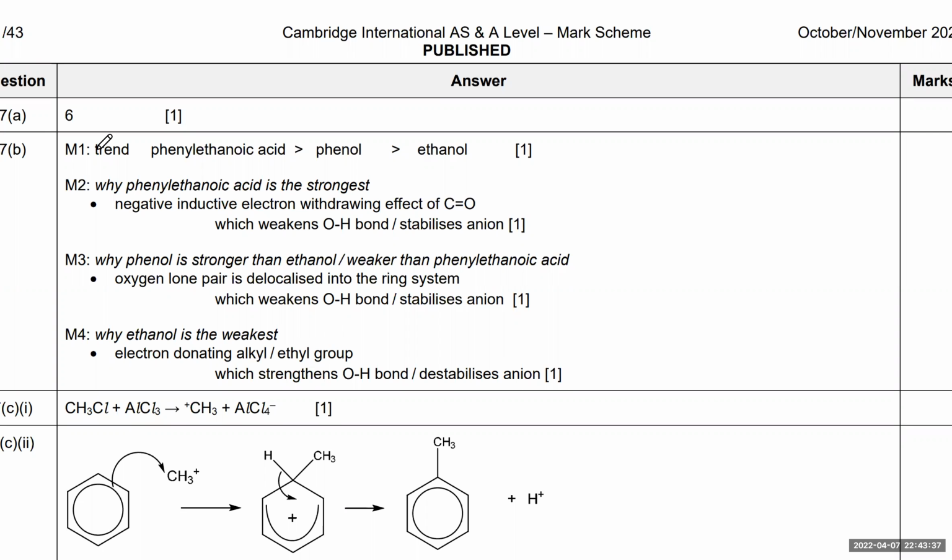Mark 1 was for that, and you had to add this one as well, which is that phenol is stronger than ethanol. There was 1 mark for this one as well, which was why are phenols stronger? Because there is an electron withdrawing effect in phenols as well compared to alcohols, because when it ionizes, the electrons overlap with benzene's electron cloud, making it stable.